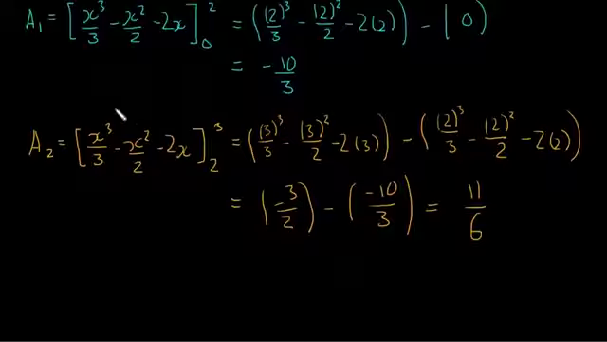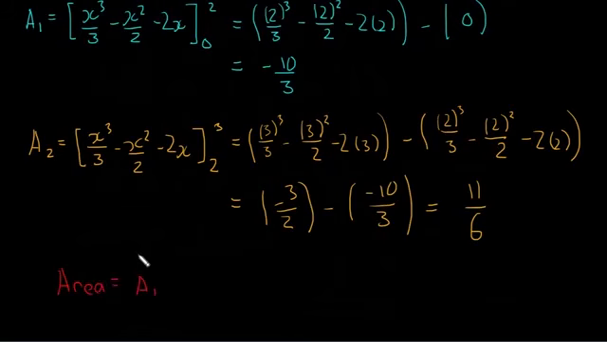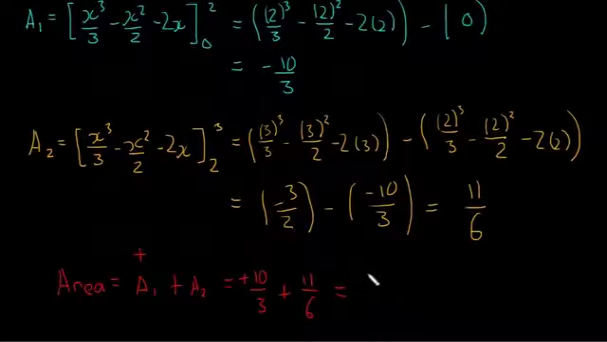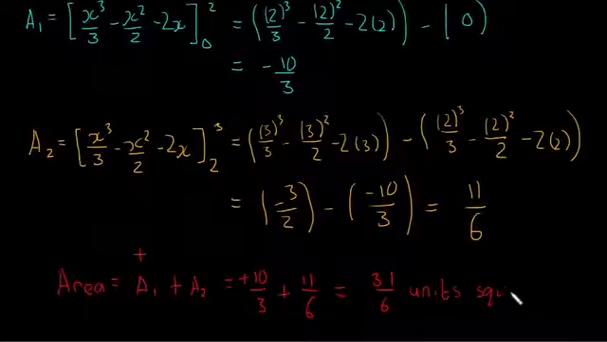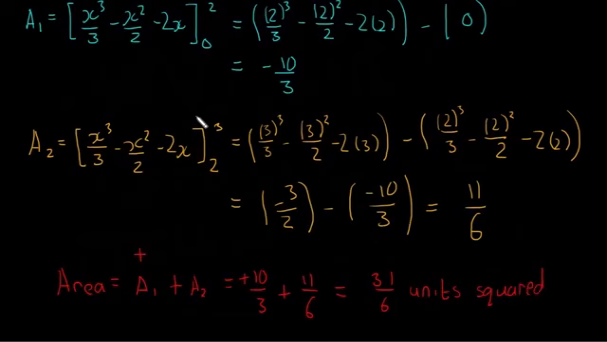Okay, so that means our total area, I'll finish this off in red, area is going to be A1, I'm just going to say, no, I'll put a plus in front of it instead, plus A2. That's just to remind us to take the positive, it's not minus 10 over 3. So that's going to be equal to 10 over 3, so remember plus 10 over 3, plus 11 over 6, and the final area is equal to 31 over 6 units squared.